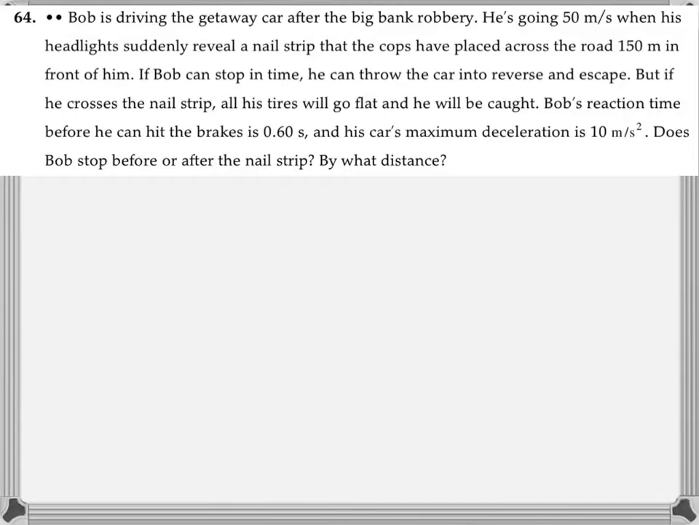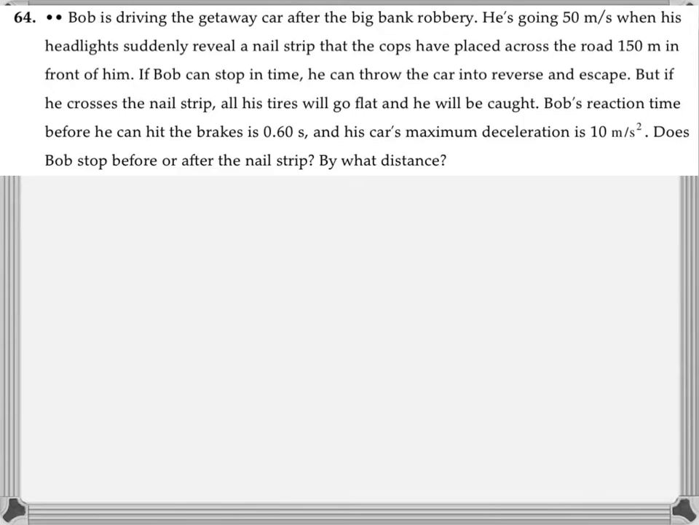And here's another kinematics problem for you guys. Again, chapter 2. This one is end of chapter problem number 64. It says Bob is driving the getaway car after the big bank robbery. He's going 50 meters per second when his headlights suddenly reveal a nail strip that the cops have placed across the road 150 meters in front of him.